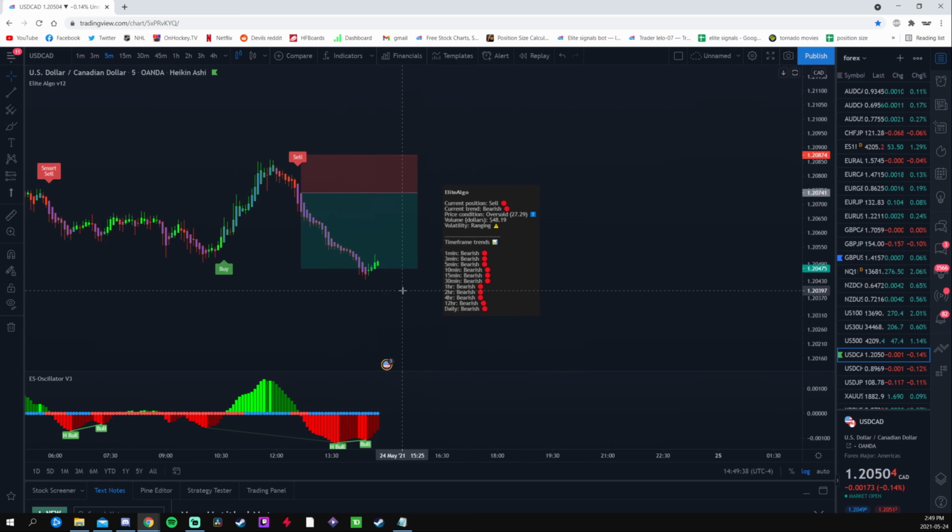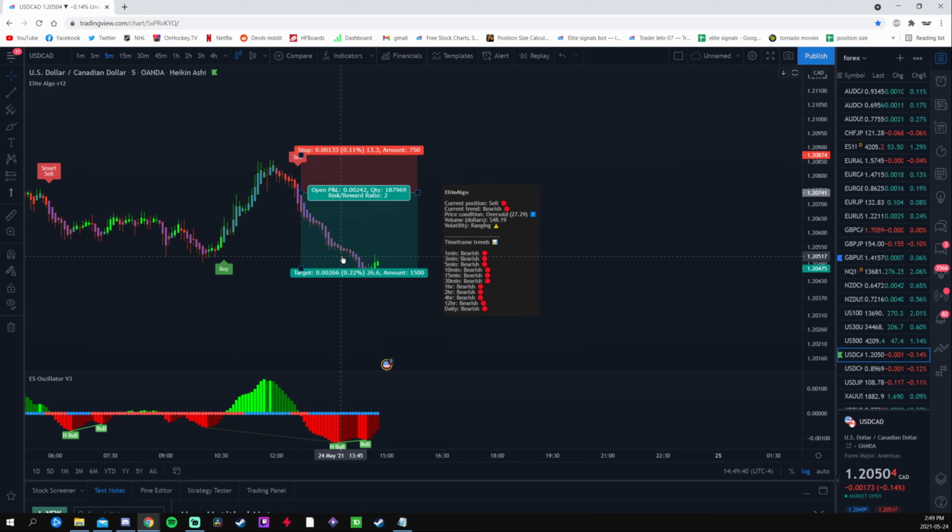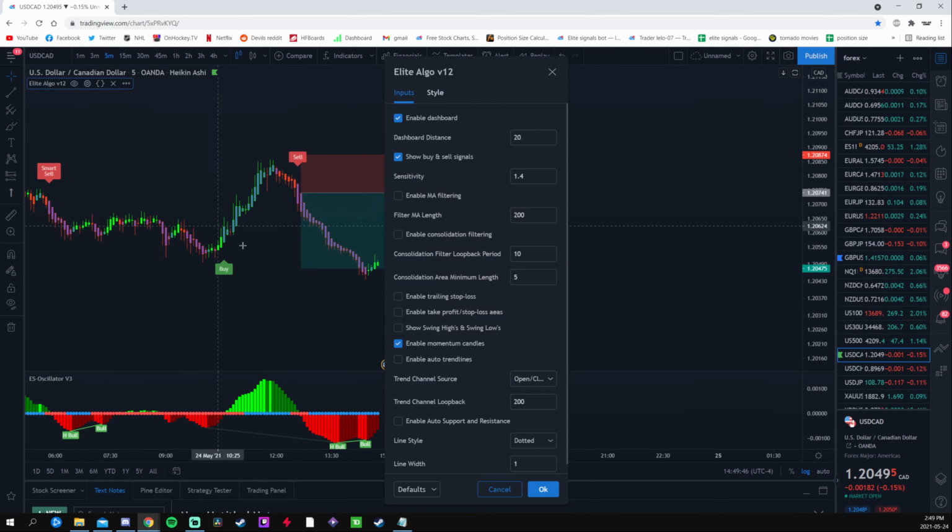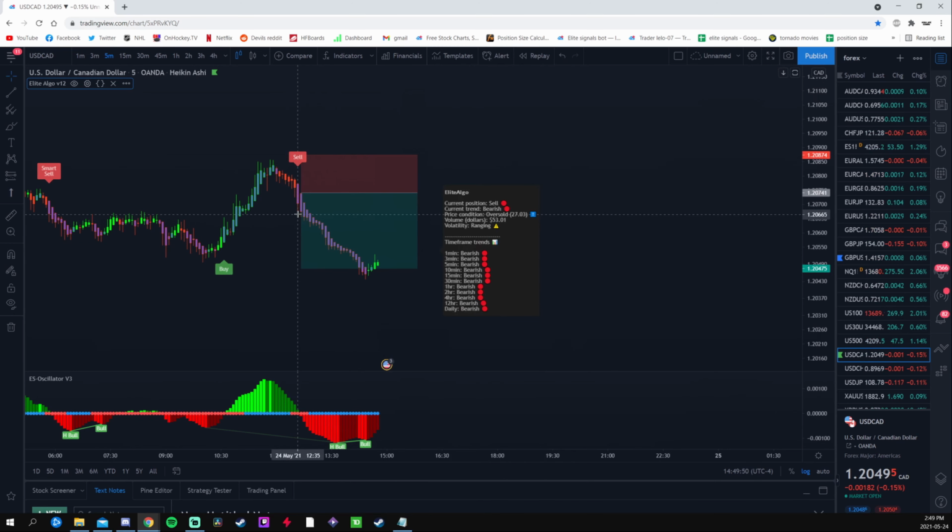But also, what we're going to talk about is the momentum candles, guys. Those are very important. So if you guys don't know yet, if you go up here into the settings of Elite Algo and you enable momentum candles, it's going to start adding colors to your candles, right? So you're either going to have the purple color added or the blue color added. Now, the blue and purple represent strong momentum.